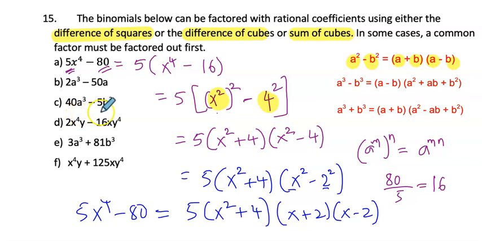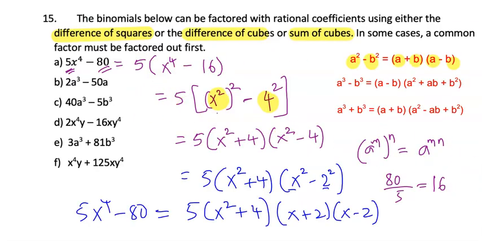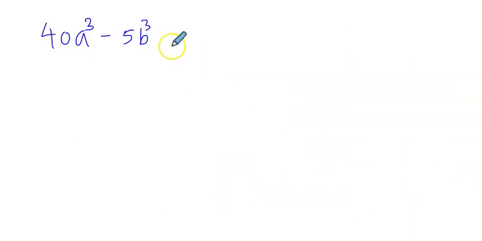40a cube minus 5b cube. 40a to the third minus 5. Let me see, 5b cube. Right, 40a to the third minus 5b to the third.